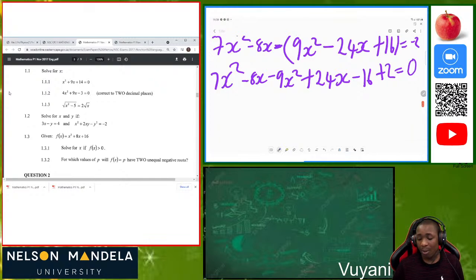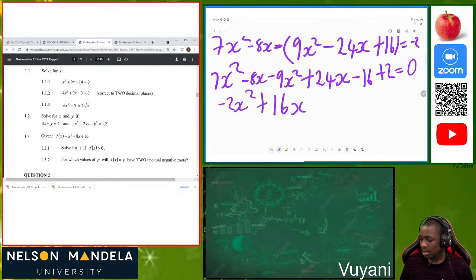Then now we can group our like terms. When we are grouping our like terms, we can figure that 7x squared minus 9x squared is going to give us negative 2x squared. The negative 8x plus 24x is going to give us positive 16x. Then negative 16 plus 2 will give us negative 14, equal to 0.